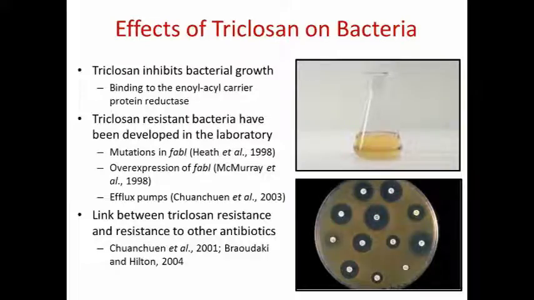And a number of studies have also shown that bacteria can develop resistance to triclosan in the lab. So if they expose bacteria in a lab to low levels of triclosan, over time they'll develop resistance. And there are a number of mechanisms that they found. They can develop resistance through mutations in this Fab1 gene, which is the gene that encodes that enzyme. So a mutation in the gene causes a change in the structure of the enzyme, which can generate resistance in the bacteria. Some bacteria can also become resistant through overexpression of the gene, so they can simply make more of the enzyme to overcome the inhibition from triclosan.